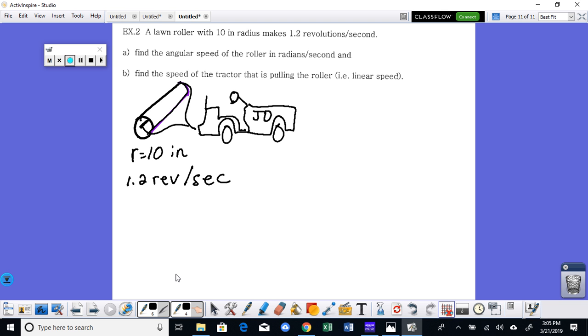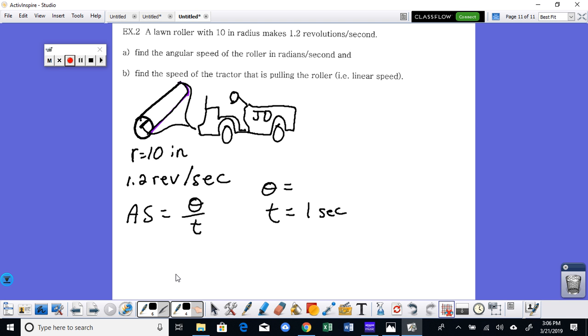We want to find the angular speed equals theta over time. So I need to know what theta is and what time is. What's my time? How many seconds are we talking about here if I did 1.2 revolutions per second? Per how many seconds? Per second. 1 second. Okay? Now what's my theta?